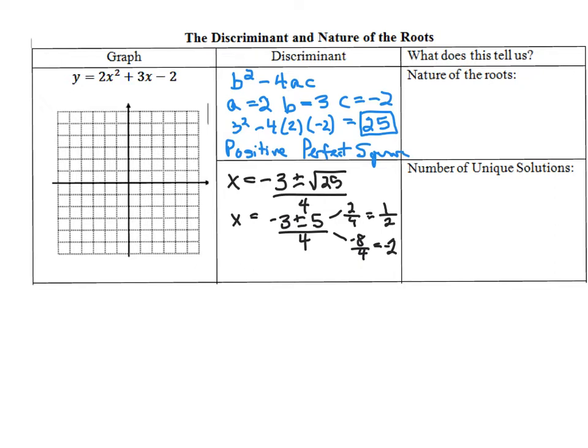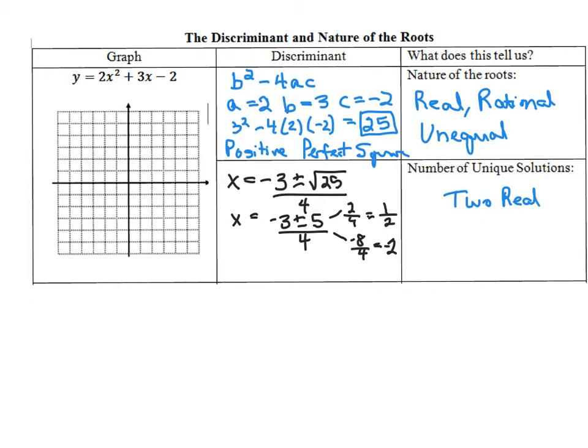So I can describe these roots by saying that they are real. Notice that they don't have an imaginary part. They are rational because they could both be written as fractions. And they are unequal because I have two different roots. So the number of unique solutions, there are two unique solutions that are both real solutions.